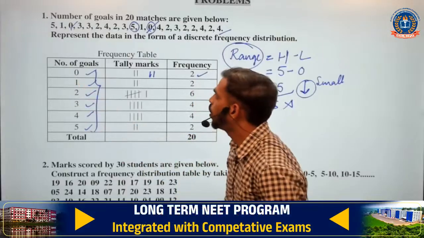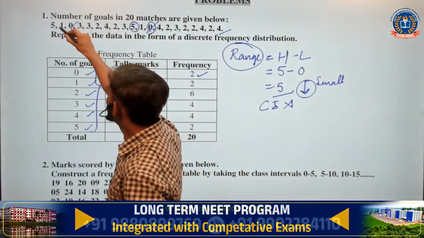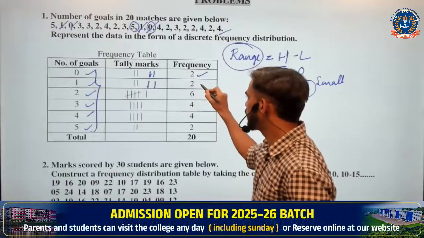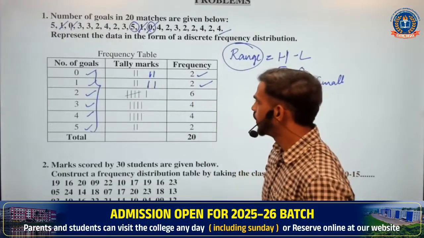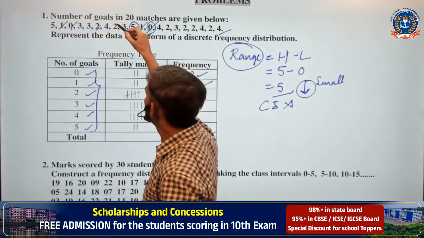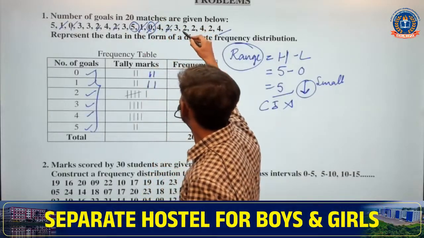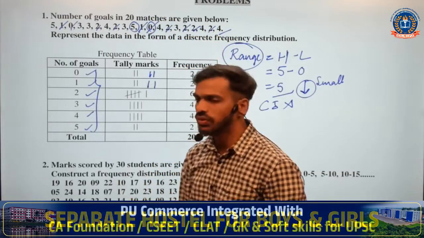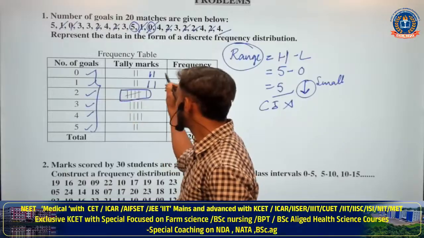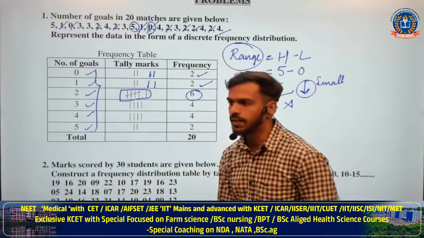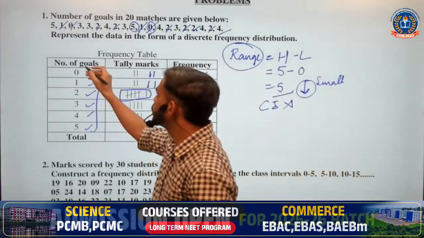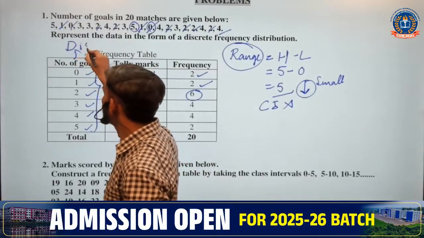Okay, we have to check how many times 1 appeared here. So here we have 1 and one more here. Similarly, we have 2 tally marks, that is nothing but frequency 2. Similarly, how many times is 2 repeated? 1, 2, 3, 4, 5, 6 times 2 is repeated. So we will get 6 tally marks and its frequency will be 6. This is how we will construct a discrete frequency distribution.